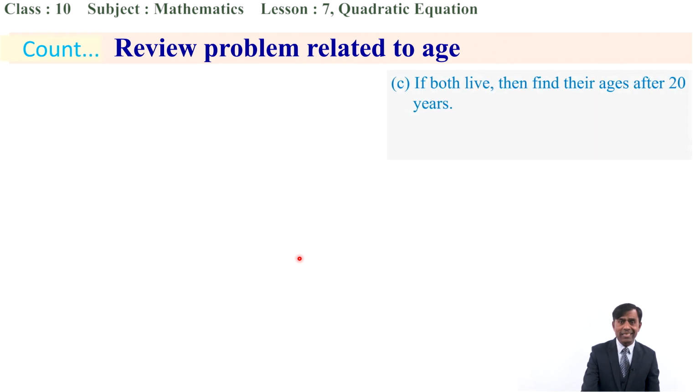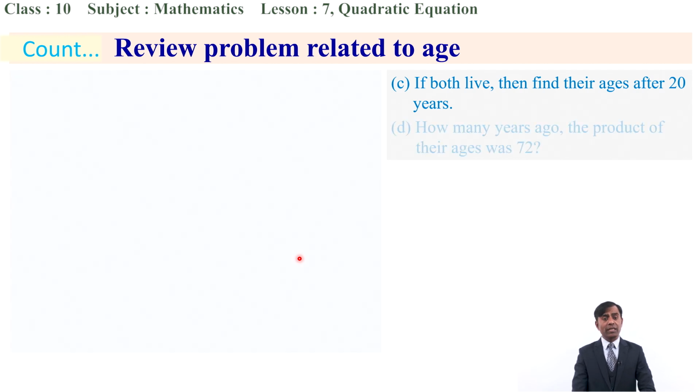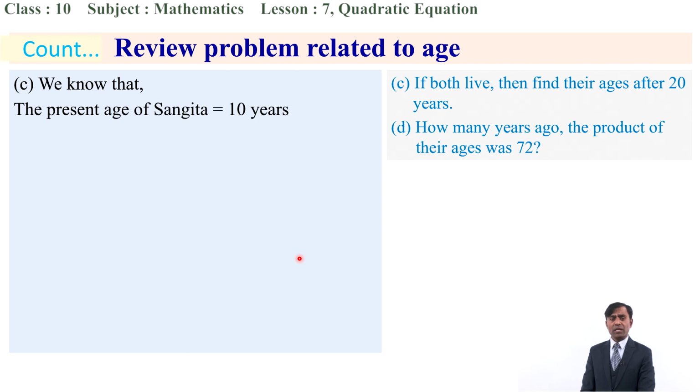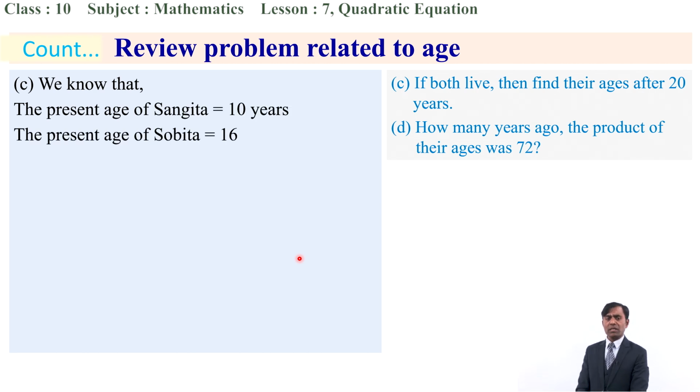What is item C? If both live, then find their ages after 20 years. Do you know the present age we got from B? The present age of Sangeeta is 10 years and the present age of Sobhita is 16 years, which we got in number B. After 1 year, how much? 11 and 17. How did we get it? Adding 1: 10 plus 1, 16 plus 1, 11 and 17.